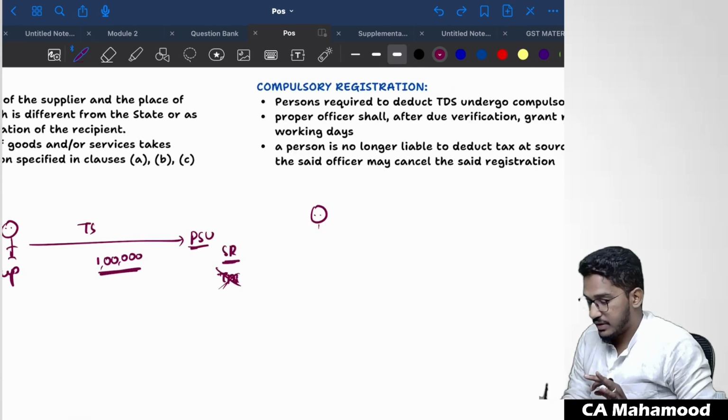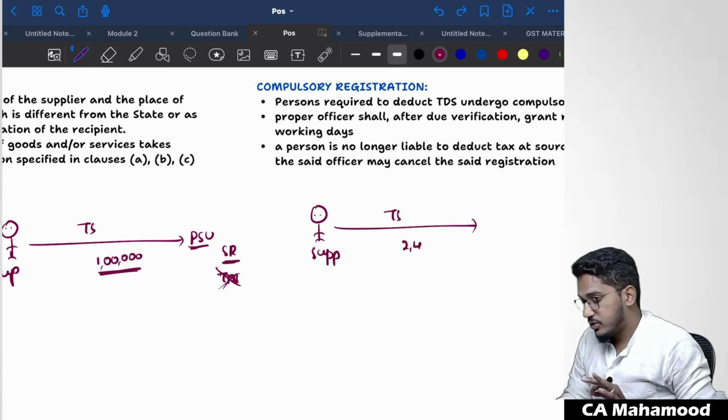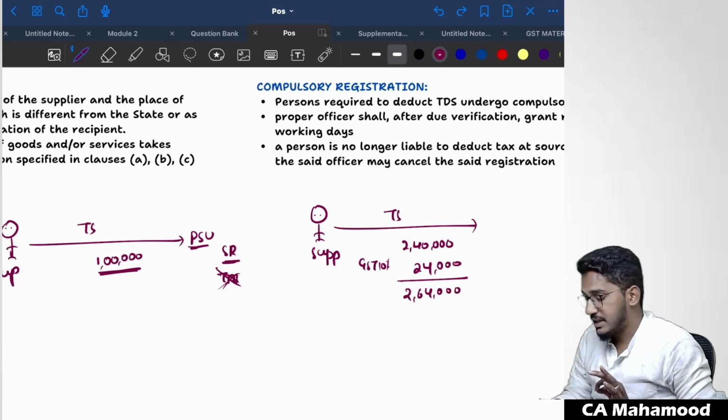Let me give you another scenario. Take there is a supplier making a taxable supply of goods and services. Value of supply 2,40,000. On this, GST is added. Take for example 10% is the GST rate. I'm just taking it as an example. 24,000 of GST he has added. 2,64,000 of total invoice has been given. This taxable supply is made to a PSU. Now, will TDS become applicable?